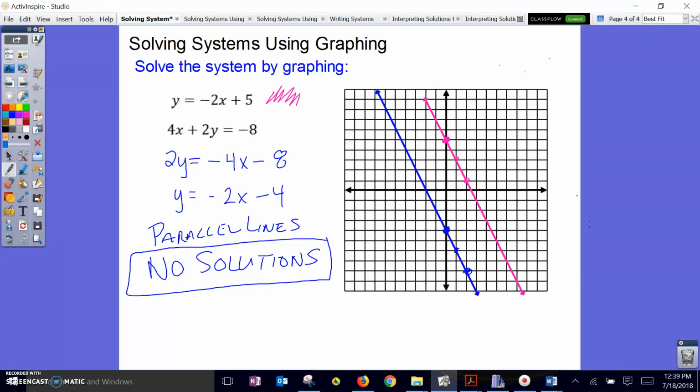Other than that, the majority of systems that you encounter when you graph them, you'll probably be looking at a situation where they intersect at one point, and that one point is the solution.